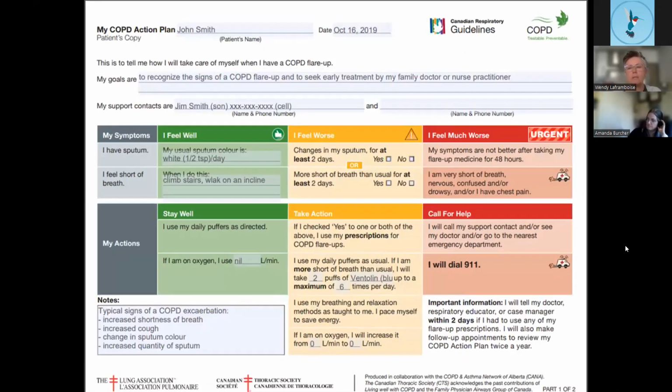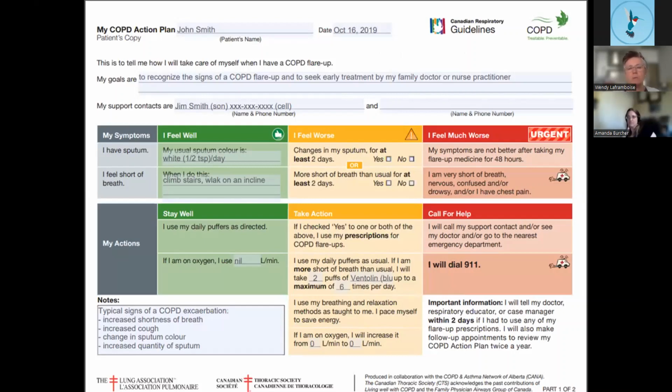For the COPD outreach program, again, we assess patients in hospital, follow them to home, and then do a home visit and provide a lot of education, including inhaler techniques. And we review an action plan. The action plan essentially guides the patient to recognize signs of a flare-up and coaches them along to get early treatment by their primary care provider.